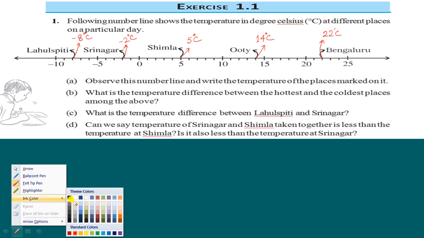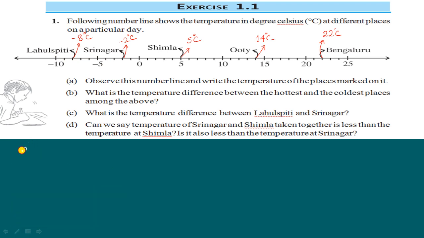Now we'll solve question number A. What is question number A? You see here, this is question number A. Observe this number line and write the temperature of the places marked on it. We have already marked the temperature. Therefore, we are writing the name of the places. On the right side, we are writing the temperature. Right? The first one is Shimla.